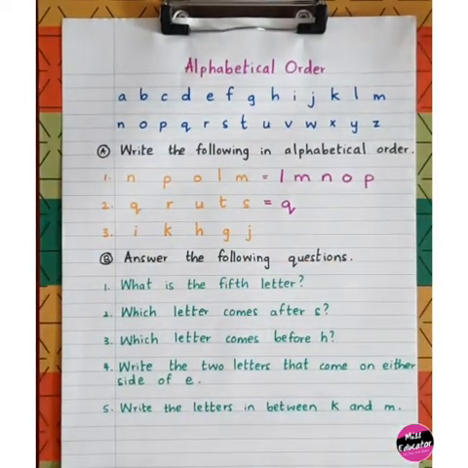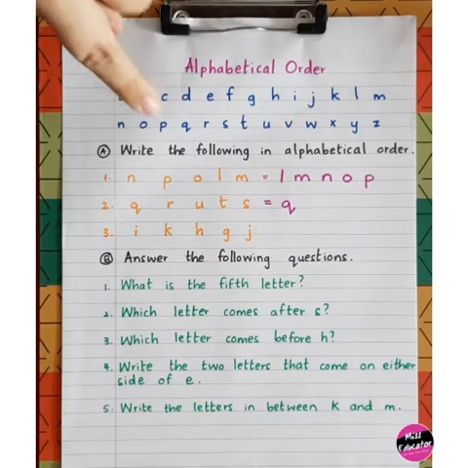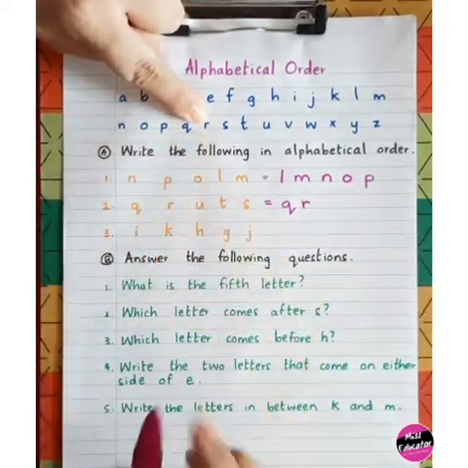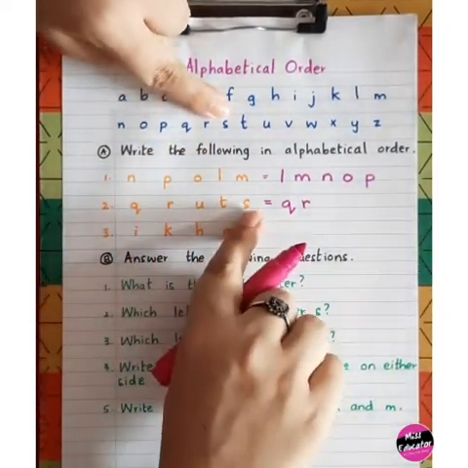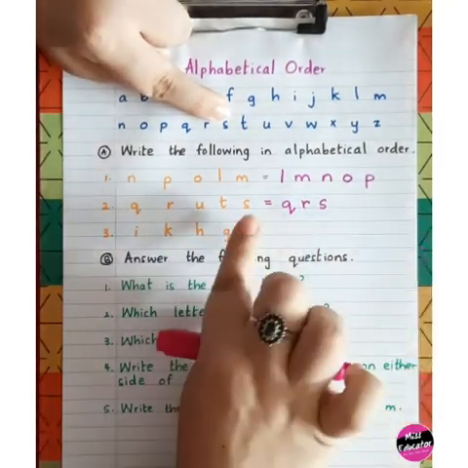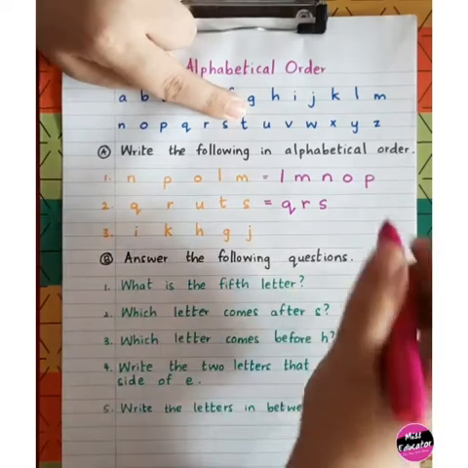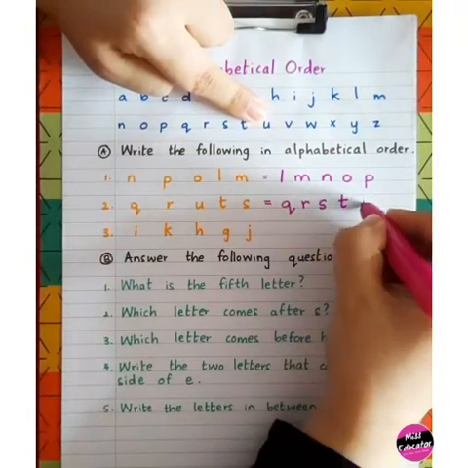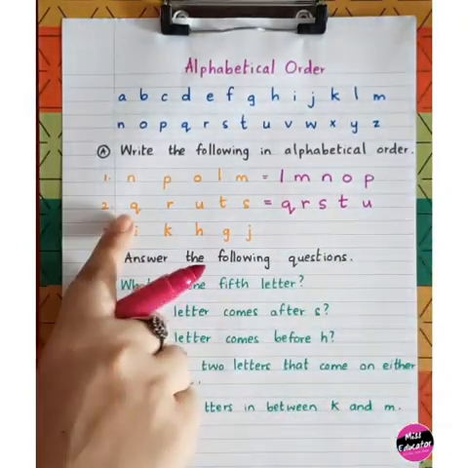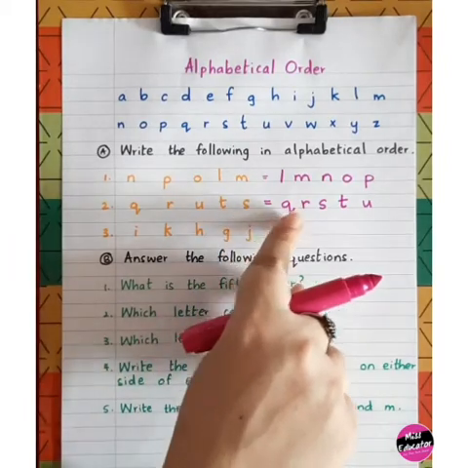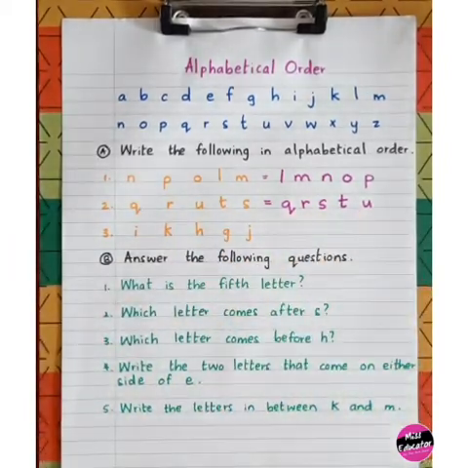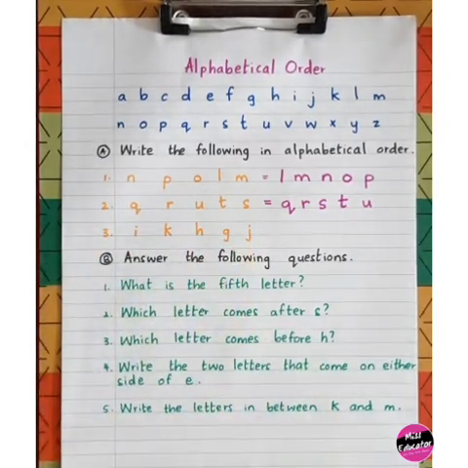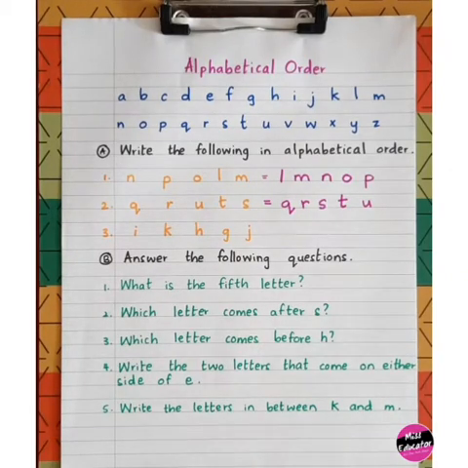What comes after Q? R. After R comes S. S is the next letter. After S, we have T. So T is the next letter. After T, we have U. U becomes the last letter. From Q, R, U, T, S, we got Q, R, S, T, U. Let's look at the next one. We have I, K, H, G, J. Why don't you try it on your own and find the answer?